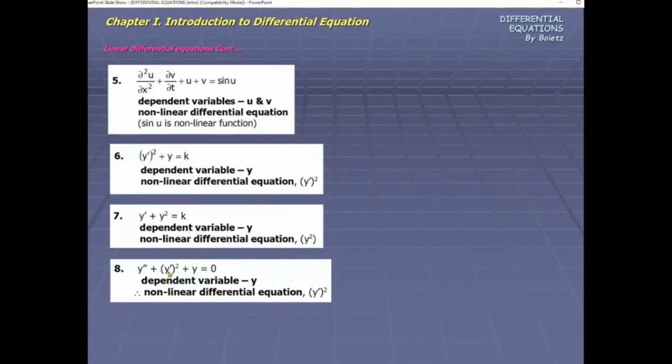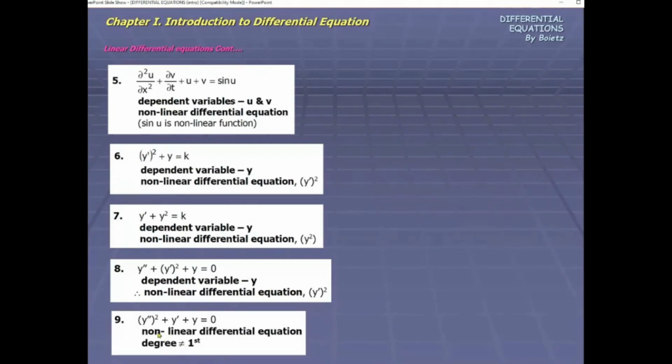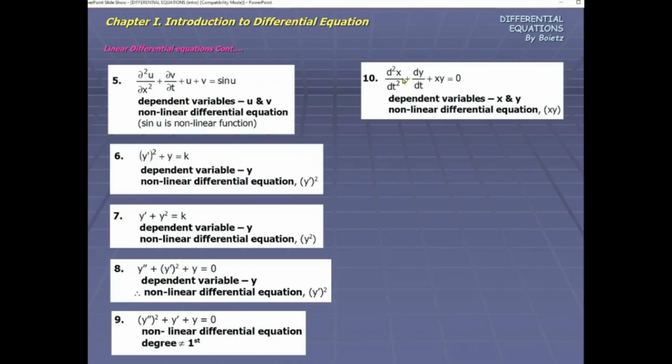Here, parehas din dito, yung y prime na naka-square, non-linear. Hindi, halos parehas lang din ito. Yung y double prime naman ang naka-square. Ito kasi yung sa problem number 9, this one is second degree differential equation. Kasi yung y double prime na naka-square, second degree na siya. Pagka hindi na siya first degree, non-linear na siya kagad. Ang dependent variable mo dito, x saka y. So, therefore, nag-multiply yung dalawang dependent variable, hindi na rin sila linear. Kaya kung bakit naging non-linear siya. Nag-multiply yung dalawang dependent variable.